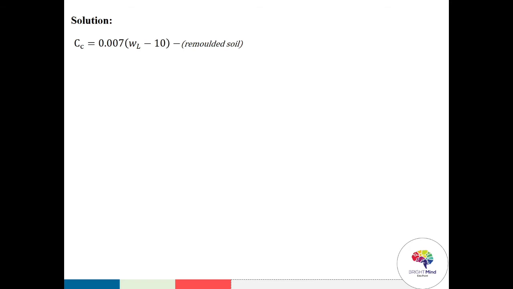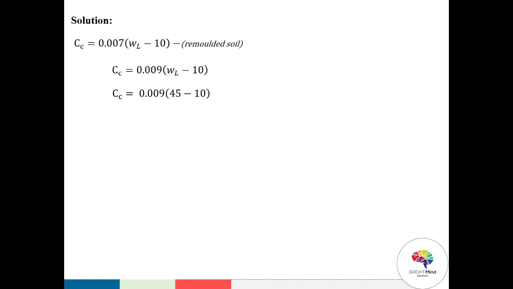But the question does not mention anything about remolded soil. It is mentioning the soil at the site. So for that purpose, we'll use the expression Cc equals 0.009 (WL - 10). So for clay soils which are not remolded, in order to find the compression index value, this expression can be used. Therefore, Cc will be equal to 0.009 into (45 - 10).